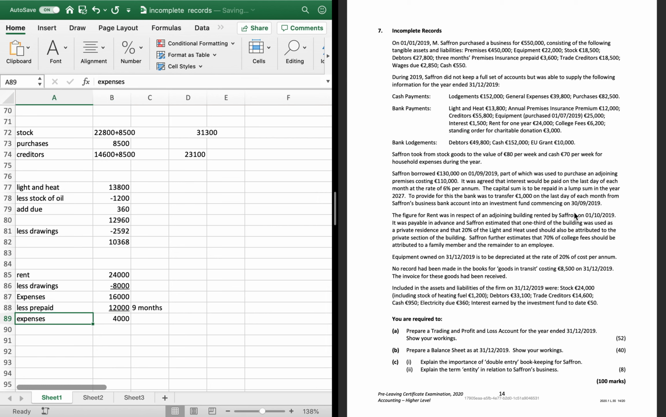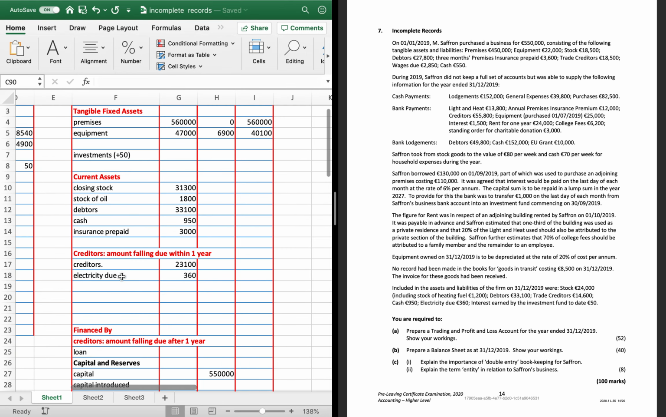Now you could just take that and split it up. You're basically splitting it into 3 months and 9 months, based on the fact that he's renting it on the 1st of the 10th. So the 12,000 is a rent prepaid. Rent prepaid is an asset. Got to run out of room on the assets.